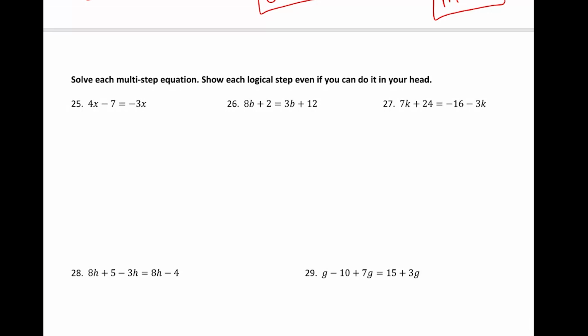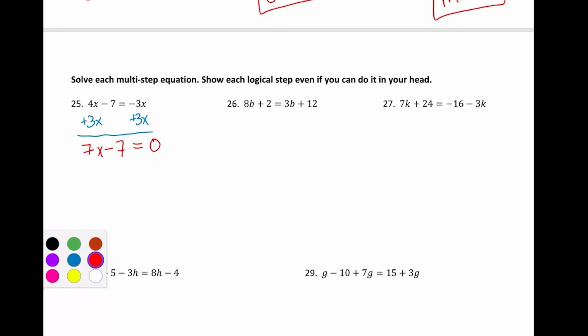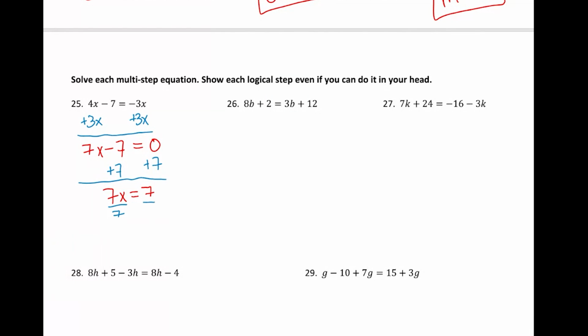So with number 25, I'm going to start here by adding 3x to both sides. And this one's already kind of weird because negative 3x plus 3x is just 0. It's not really a problem, but if that happens, you're just going to have 0 on that side. But now we see we've got a 2-step equation, and we can solve it like we did all those previous problems, the 2-step ones that we already did. We can add 7 to both sides to get rid of that constant. So I have 7x equals 7. And then I can divide both sides by 7, which is called the coefficient of x. So 7 divided by 7 is 1, so x is 1.